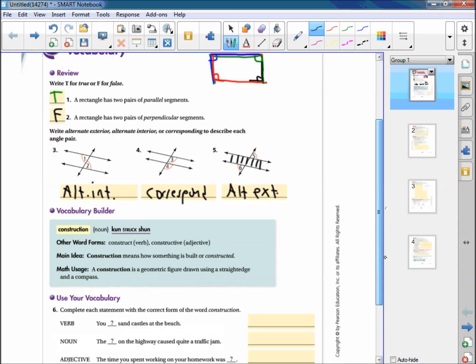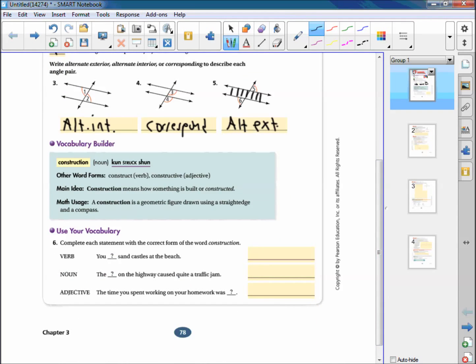Okay. All right, down below we have the word construction. So construct is the verb and constructive is the adjective for that noun. The main idea here is construction means how something is built or constructed. In our math uses, we're going to construct geometric figures using a straight edge and a compass, no ruler, and no protractor. Okay. All right, so complete each statement with the correct form of the word construction.